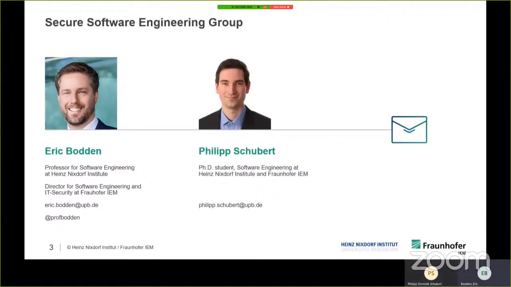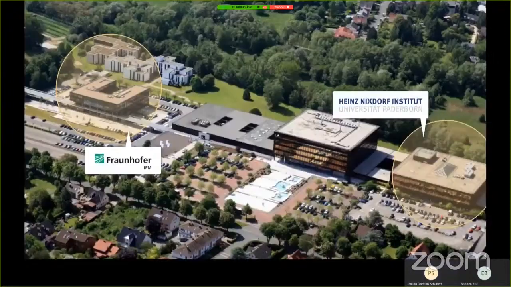So my name is Eric Bodden. I'm a professor for software engineering at Paderborn University, and also I'm heading the group on software engineering and IT security at Fraunhofer IEM, which is also located at Paderborn. And I'm here together with Philip. Yeah, hi. Welcome also from my side. My name is Philip Schubert. I'm a PhD student of Eric's software engineering group at the Heinz-Nixdorf Institute and the Fraunhofer IEM. And these two institutes sit right next side by side in Paderborn.